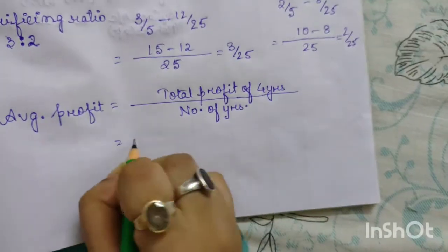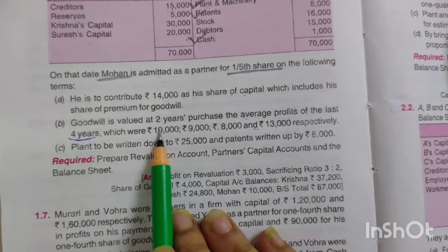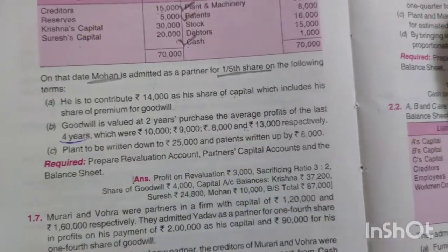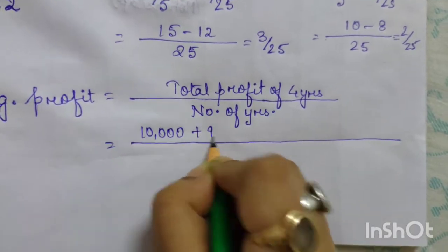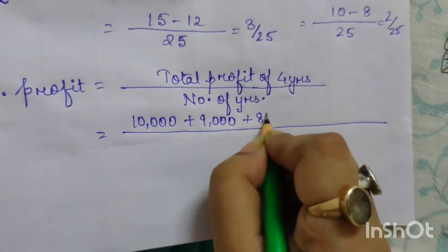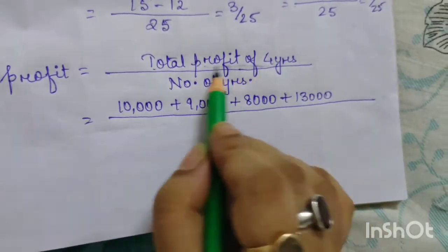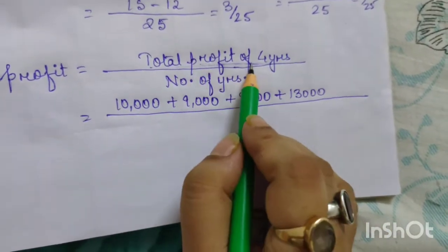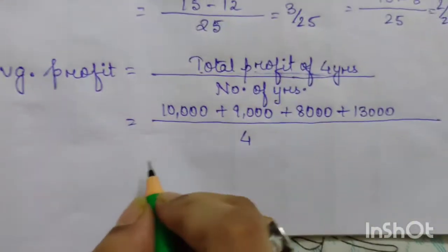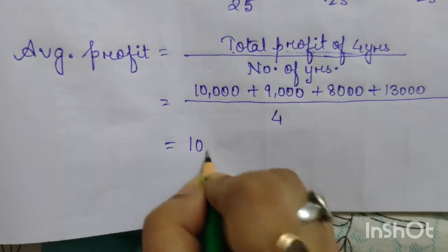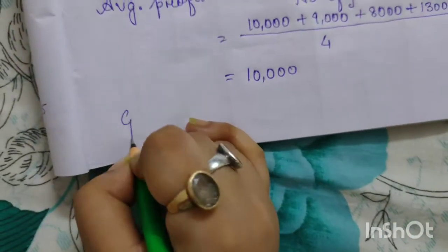So now we will write the amount of the profit. So in 4 years the profit were 10,000, 9,000, 8,000 and 13,000. So here we will write 10,000 plus 9,000 plus 8,000 plus 13,000. And as we are calculating the average profit of 4 years, so here number of years will be 4. So now if we calculate, we will get average profit is equal to 10,000. So now we got average profit. Now from here we can calculate goodwill of firm.